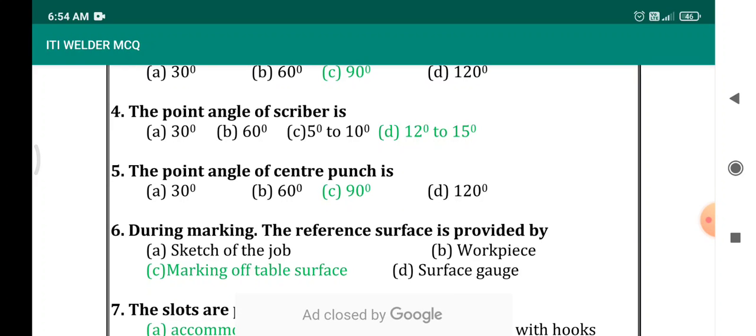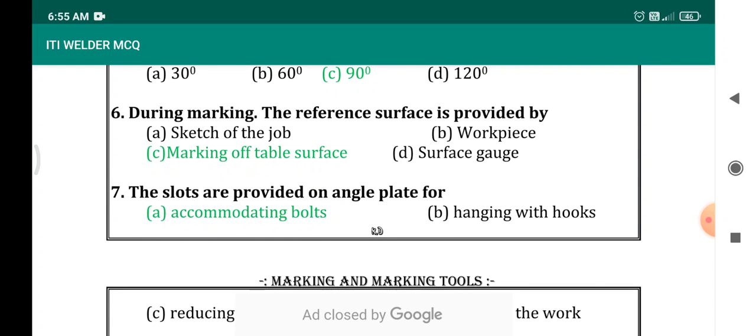During marking, the reference surface is provided by: option A, sketch of the job; option B, workpiece; option C, marking of the table surface; option D, surface gauge. Actually, we are carrying out the marking by keeping the specimen on the surface plate. So option C, marking table surface, will provide the reference.